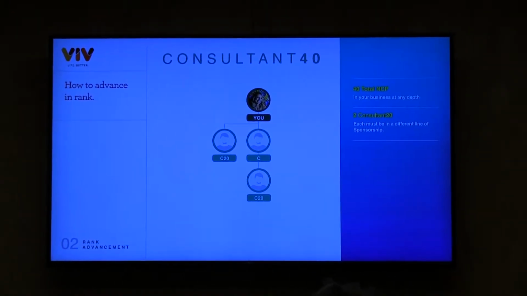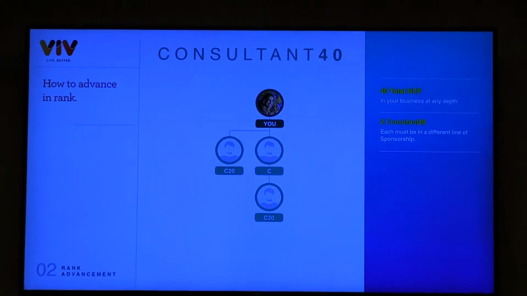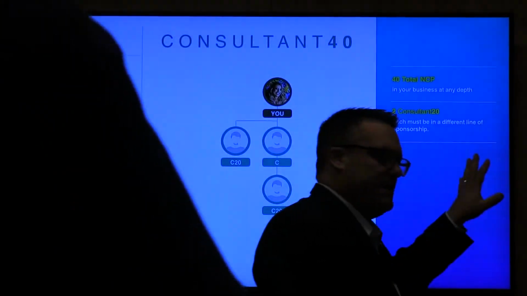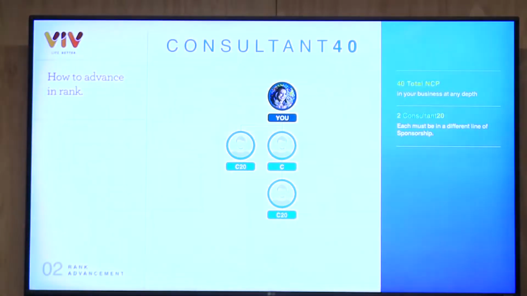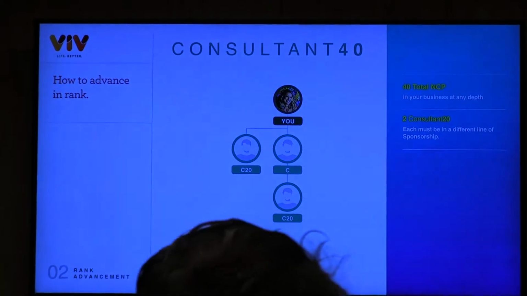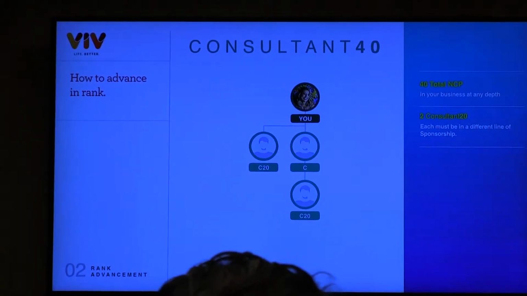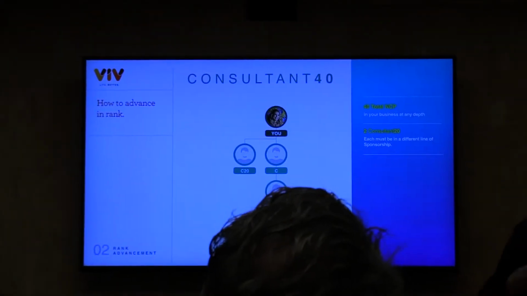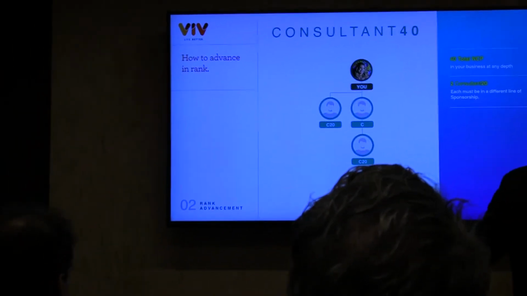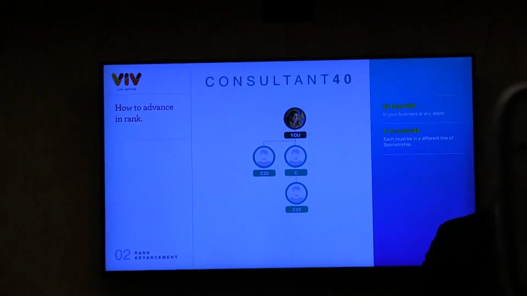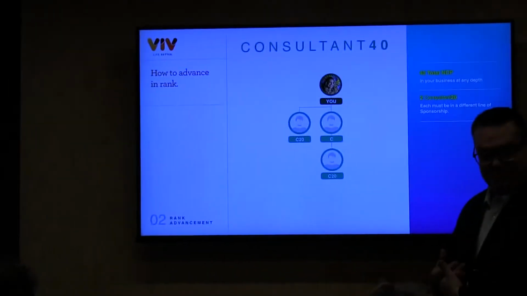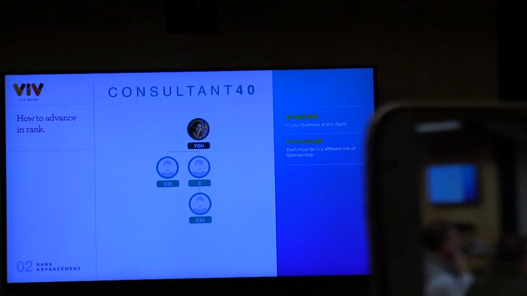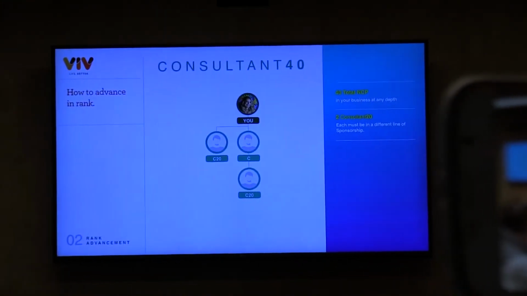Now, consultant 40 requires your first structure. So, consultant 40 is 40 total network customer points. Could those be partially your personal customer points? Yes, they could. They are inclusive of your network points. Your personal customer points are inclusive of your network customer points. But all your network points are not inclusive of personal points, right? So the points that are generated by your team are your network, but those include your personals as well.